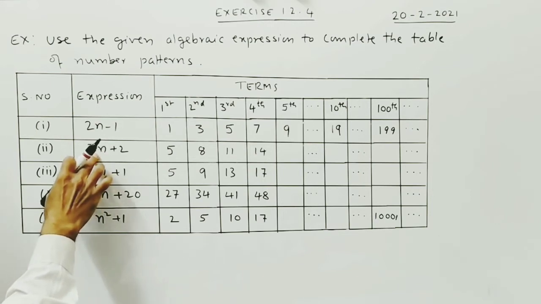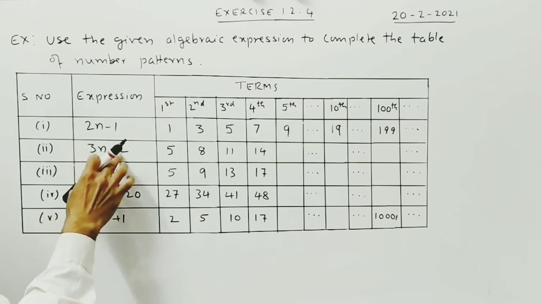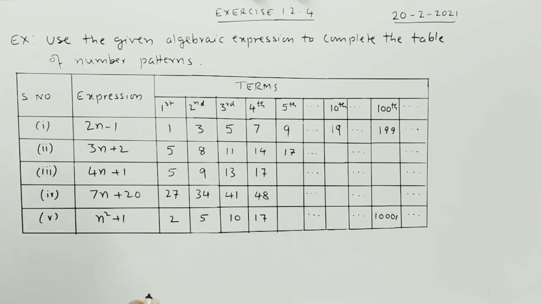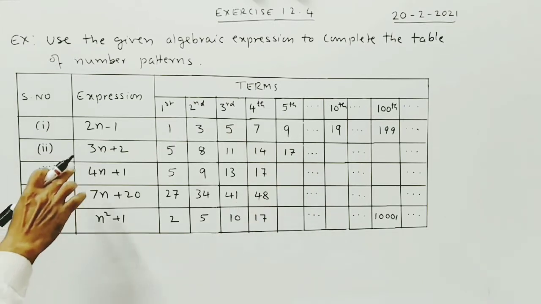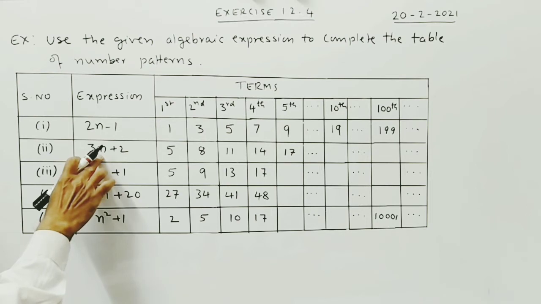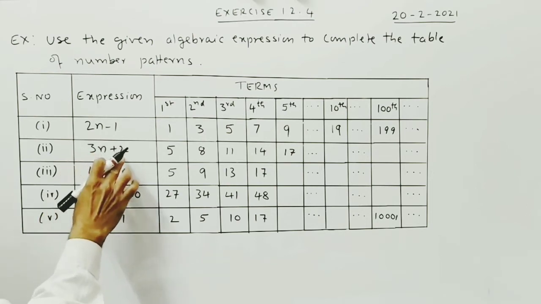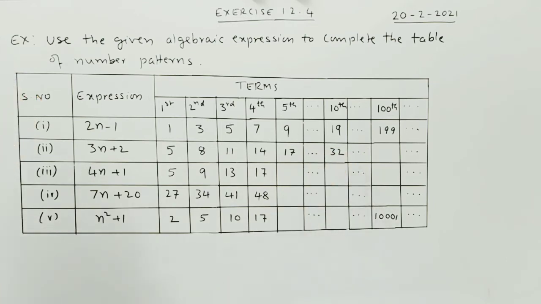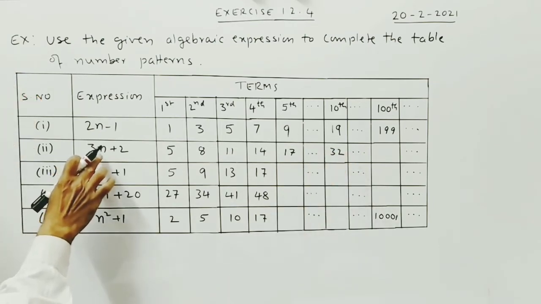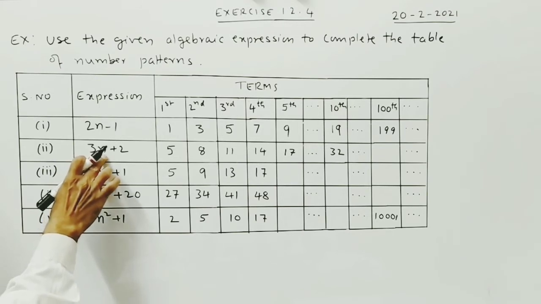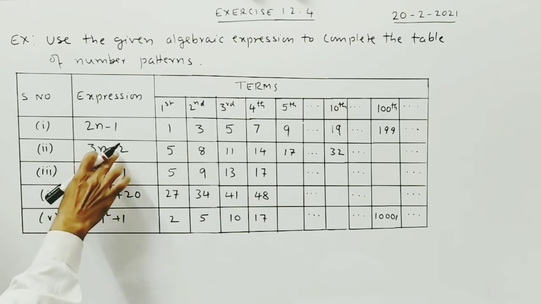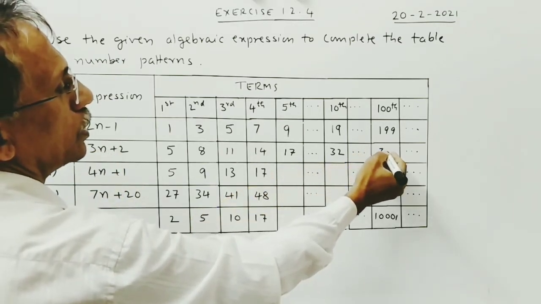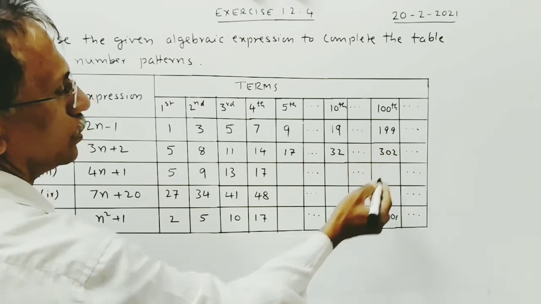When n is equal to 5, 5 into 3, 15 plus 2, 17. When n is equal to 10, 30 plus 2, 32. When n is equal to 100, 3 into 100, 300 plus 2, 302.